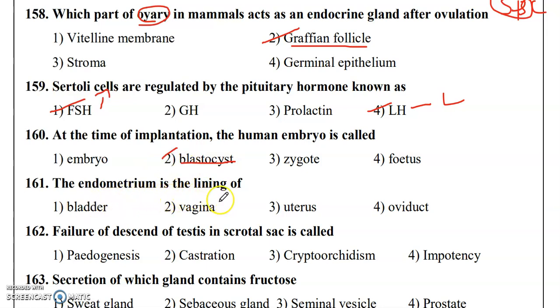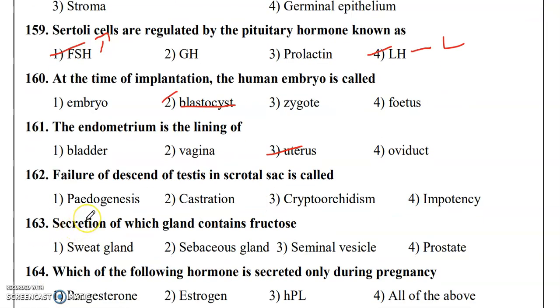Next one, the endometrium is the lining of the uterus, otherwise called womb or hystera. It consists of perimetrium, myometrium, endometrium. Next, 162. The failure of descent of testis into the scrotal sac is called what? Cryptorchidism.